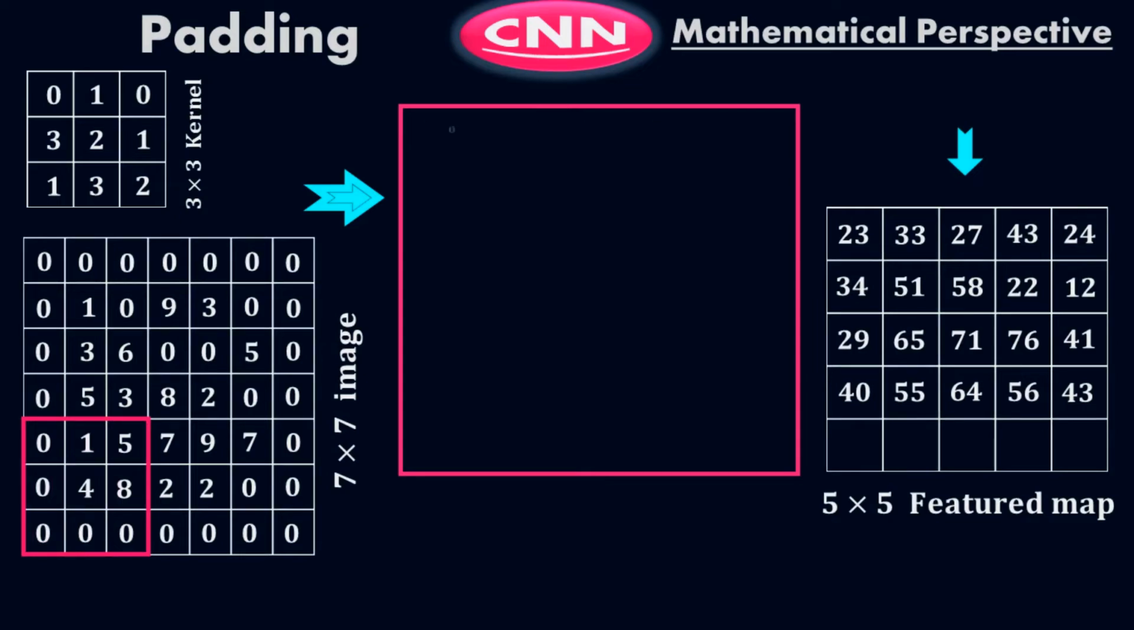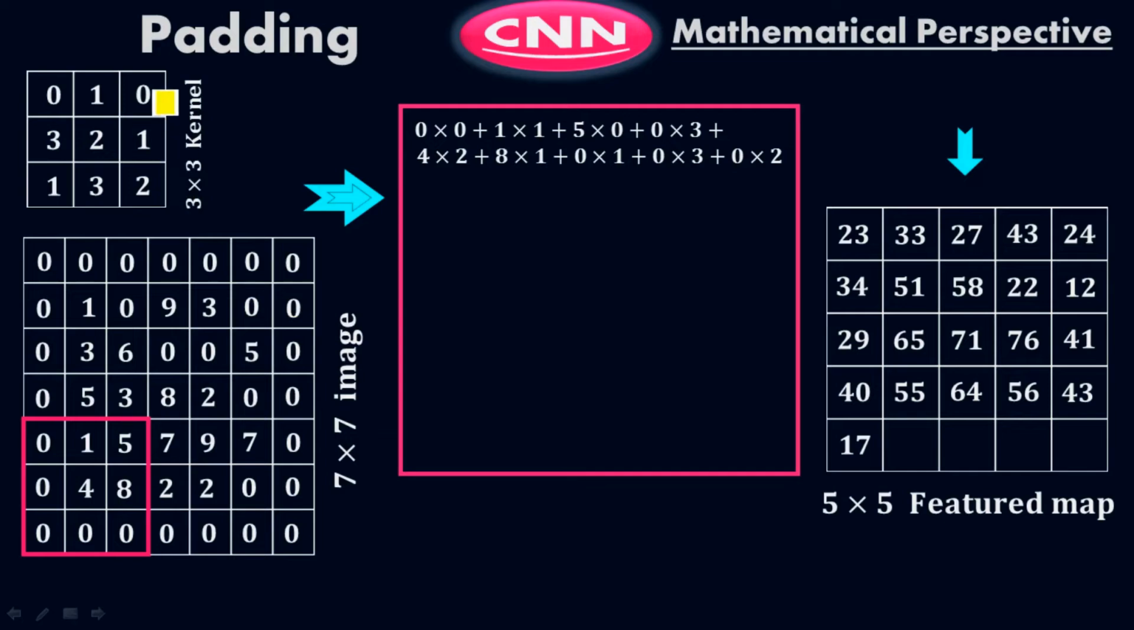Take its product with the kernel to get 17 here. Look, 0 times 0 plus 1 times 1 plus 5 times 0 plus 0 times 3 plus 4 times 2 plus 8 times 1 plus 0 times 1 plus 0 times 3 plus 0 times 2. When you do further simplification, do all the additions and multiplications, you will get 17 here.